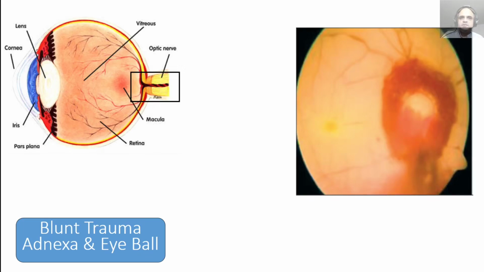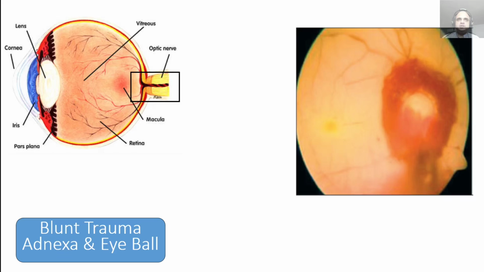This is the most devastating result of blunt trauma to the eye, and that is optic nerve avulsion. Optic nerve avulsion is simply explained as separation of the optic nerve from the eyeball without actually any damage to the surrounding sclera or the walls of the optic nerve, i.e. the optic nerve sheath.